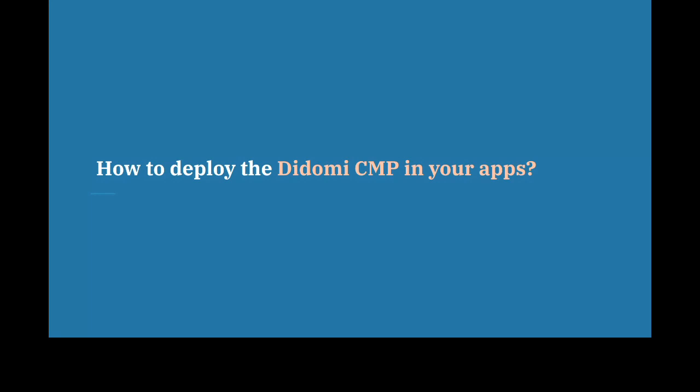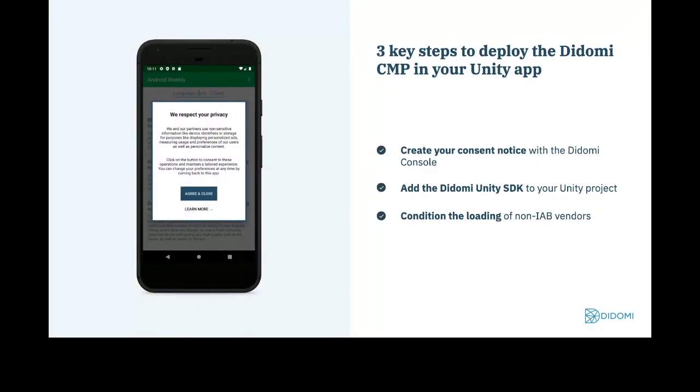Thank you, Charlotte. And as Charlotte mentioned, configuring the Didomi consent notice in your console is just the first step. The deployment of a complete CMP is made of 3 key steps. The first one is creating the Didomi consent notice in the console. The second one is adding the Didomi Unity SDK to your Unity project. And the third one is conditioning the loading of non-IAB vendors. I wanted to go through the second step in a little bit more detail to give you a brief overview of what that looks like from a practical perspective.